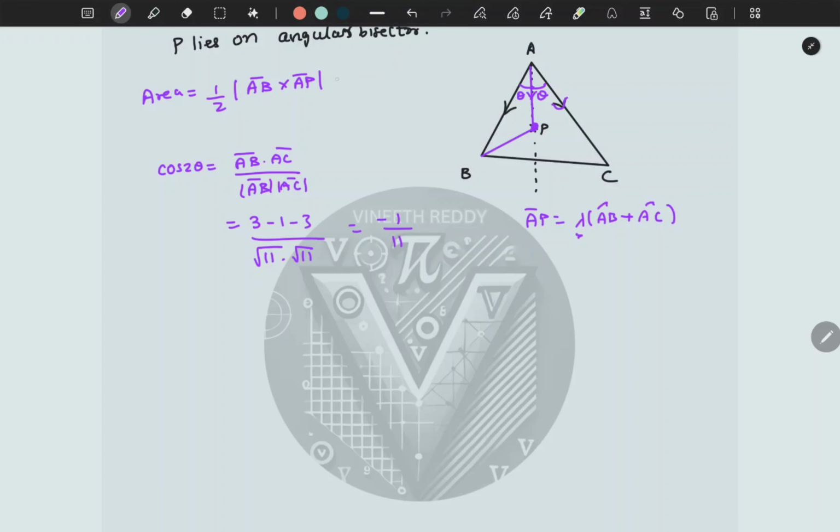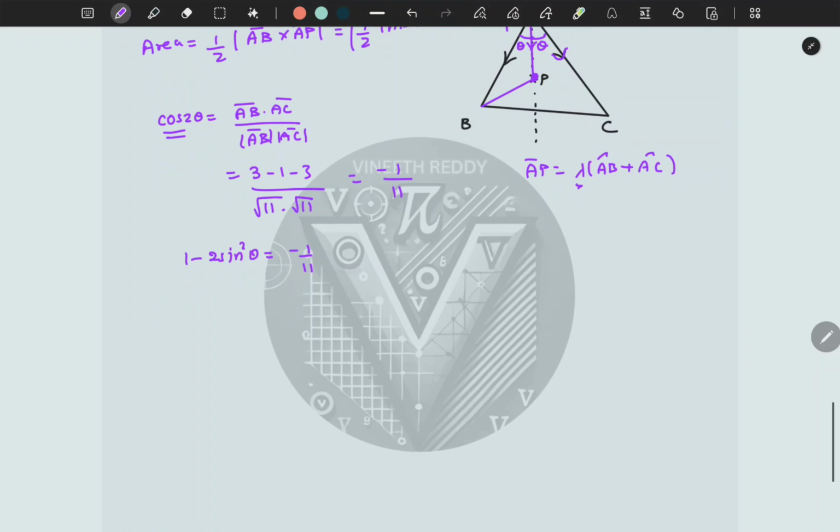Now, what will I get here? This will be magnitude of AB, magnitude of AP into sine theta. Yes, students, right? Correct, no? Mod of that. Of course, sine theta should be positive, right? Cos 2 theta is negative. So can we write 1 minus 2 sine square theta is equals to minus 1 by 11. Cos 2 theta is 1 minus 2 sine square theta. So we get 1 plus 1 by 11 is 12 by 11 is equals to 2 sine square theta. And sine square theta is nothing but 6 upon 11, and sine theta should be plus or minus.